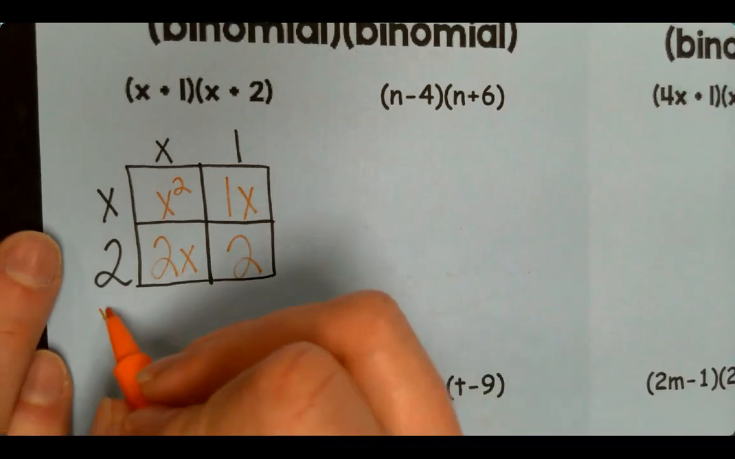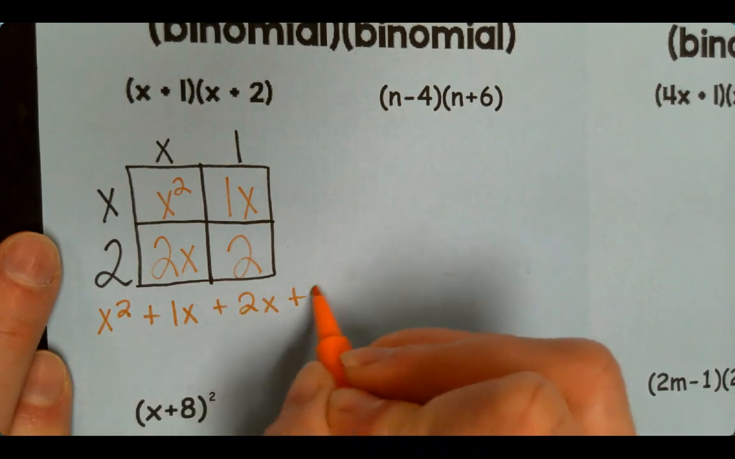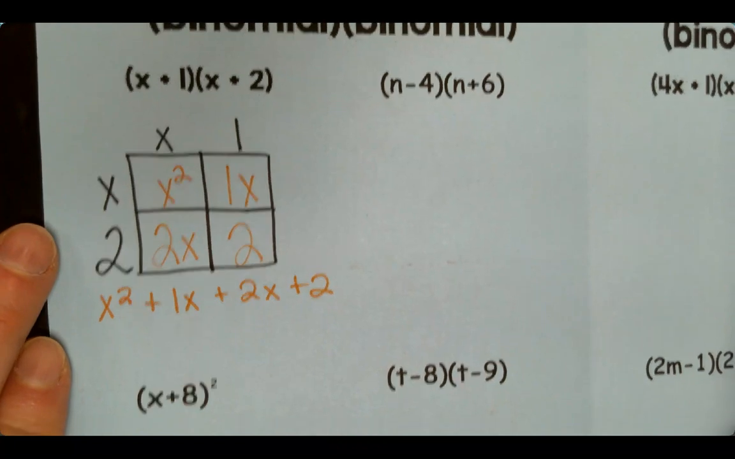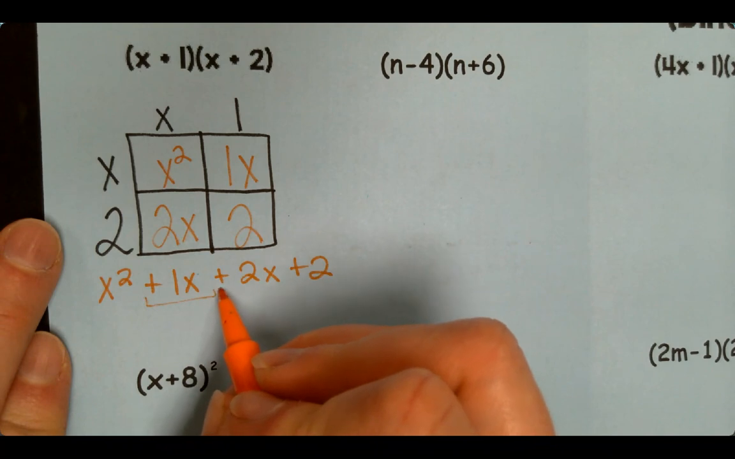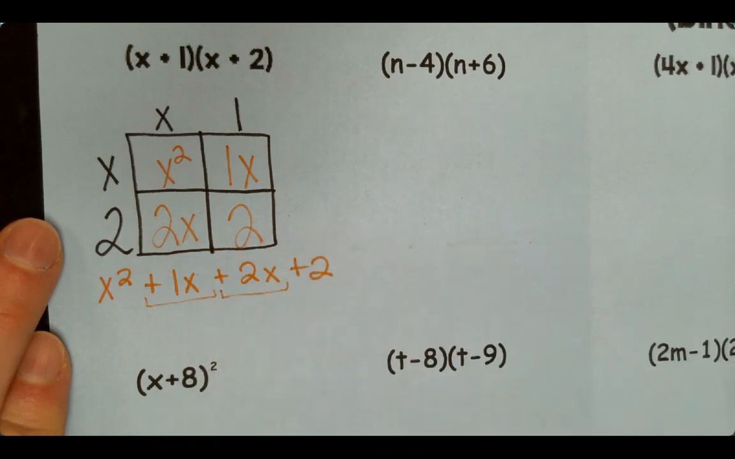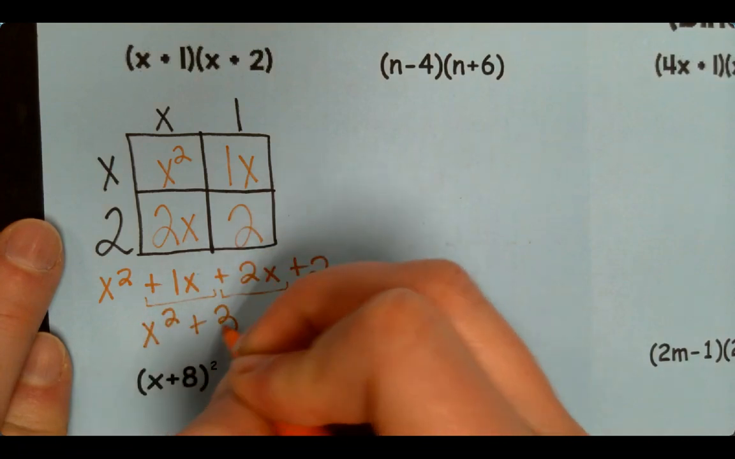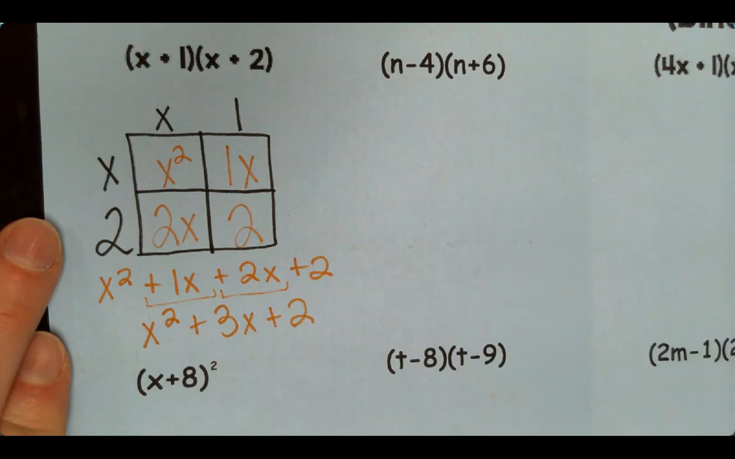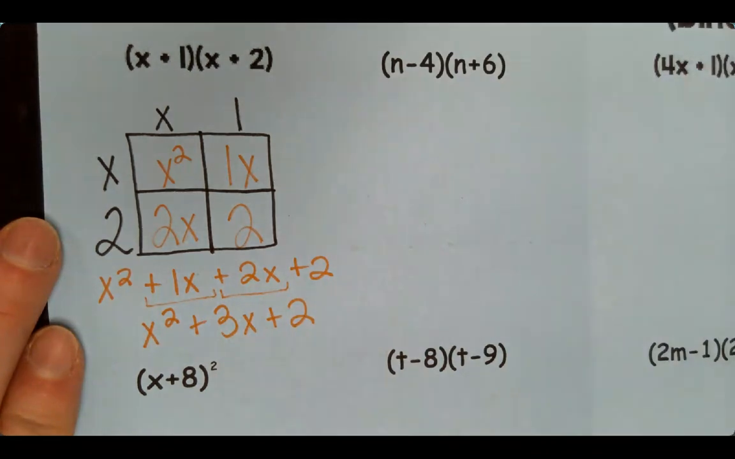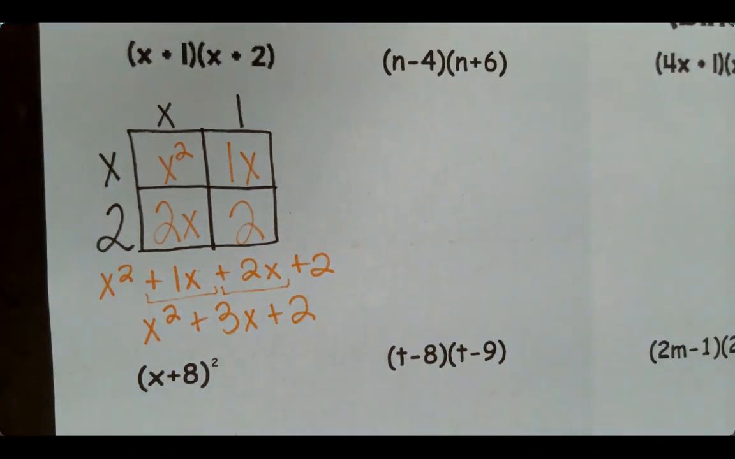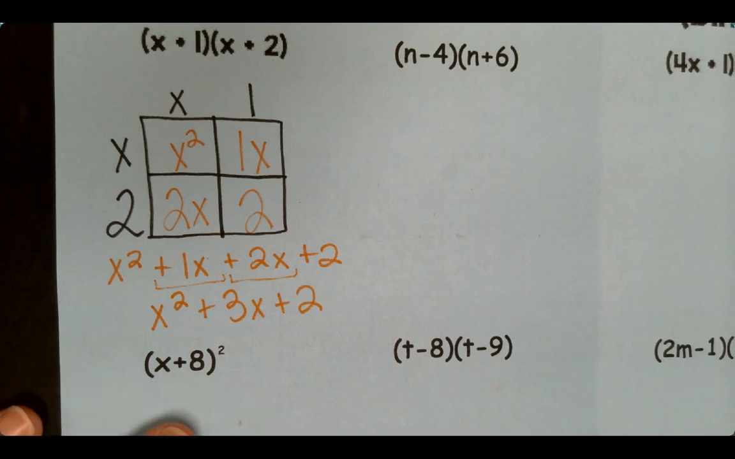So then we would rewrite x squared plus 1x plus 2x plus 2. And then simplify it. You can combine these middle two terms. 1x plus 2x, what was that equal? Yep, so it's x squared plus 3x plus 2. All right, how's that so far? You're feeling okay with it? Okay. All right, let's go to the next one.